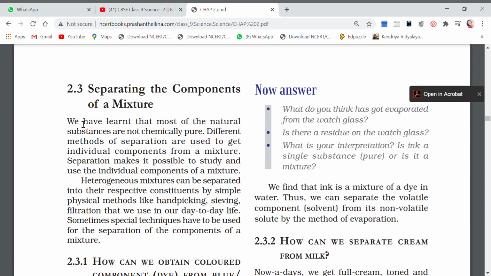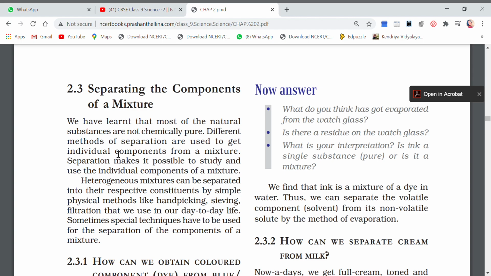So you see, we have learnt that most of the natural substances are not chemically pure. Okay, so this we have come to know that many things which we used to think that these are pure, but they are not actually pure. Different methods of separation are used to get individual components from a mixture. Separation may be possible to study the individual components of a mixture.